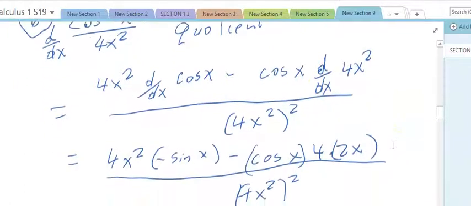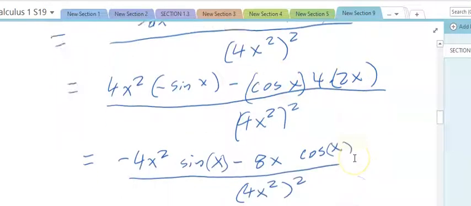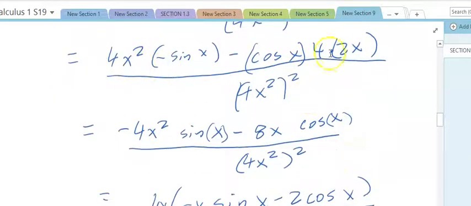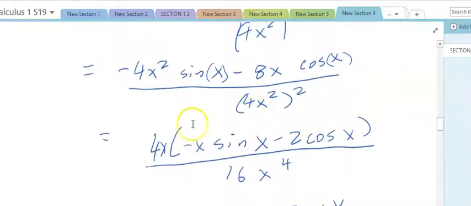And then the derivative of cosine, that's negative sine of x, times 4x squared, minus cosine of x times the derivative of 4x squared, which is 8x, so that's cosine of x times 4 times 2x. And then we can expand this and then factor. Expand: negative 4x squared times sine of x minus 8x times cosine of x, over 4x squared, squared. Then we factor out 4x. We have negative sine of x, x sine of x minus 2 cosine of x.